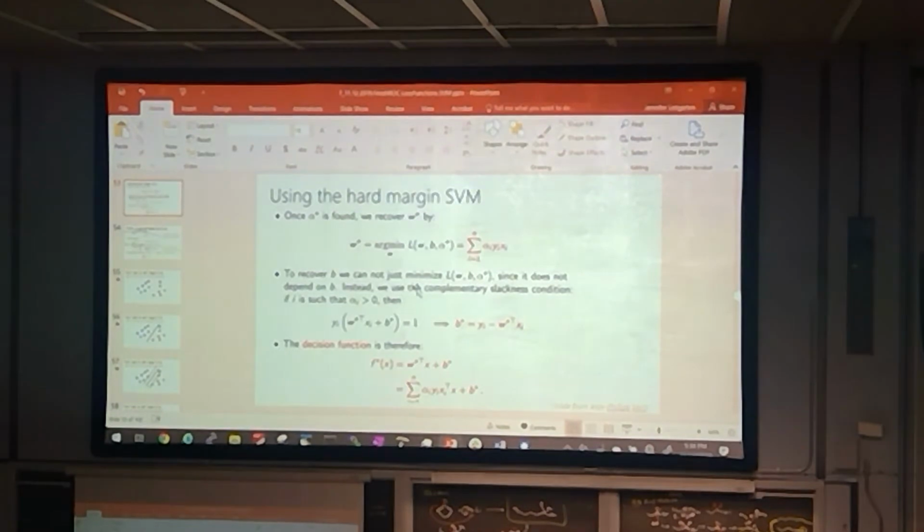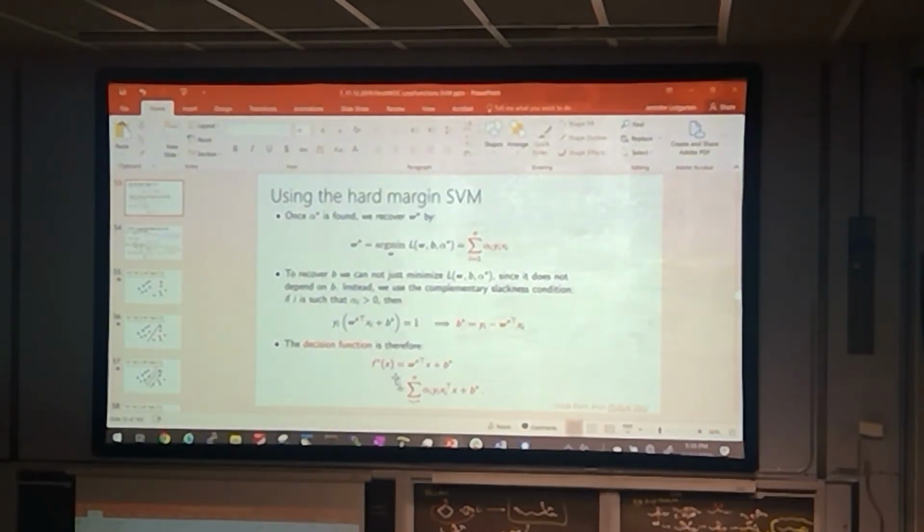And to recover B, we have to use one of those conditions again, notably the complementary slackness condition. We get one for the case where alpha I is not equal to 0, so we just pick one of those cases, a support vector, and from that we can back out of the complementary slackness and solve for B star. You can do that with any single support vector and calculate B.